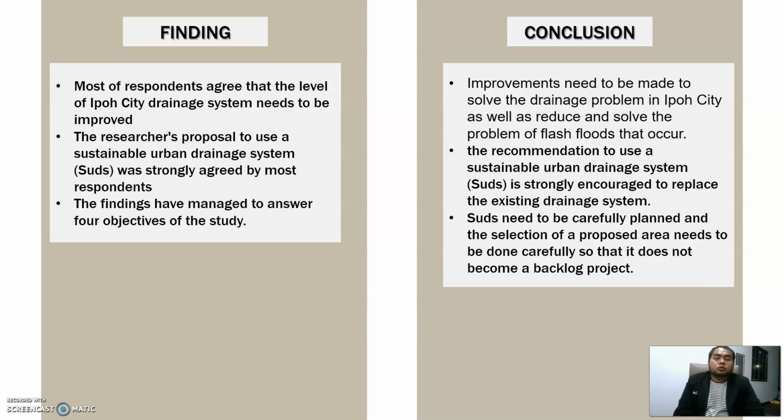Okay, now we go to the conclusion. Improvement needs to be made to solve the drainage problem in Ipoh city and solve the problem of flash floods. The recommendation to use the Sustainable Urban Drainage System (SUDS) is strongly encouraged to replace the existing drainage system, but SUDS needs to be carefully planned and the selection of the proposed area needs to be done carefully so that it does not become a backlog project.